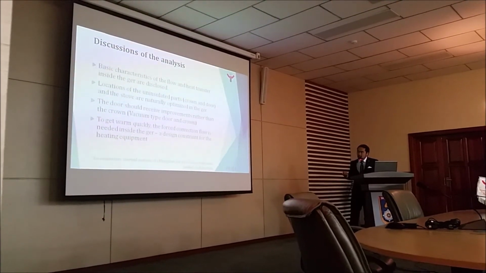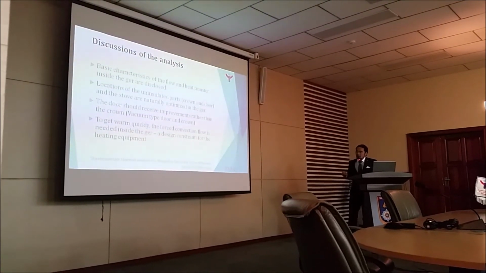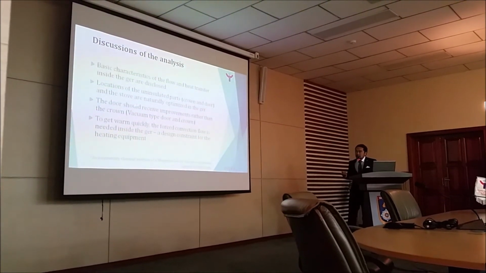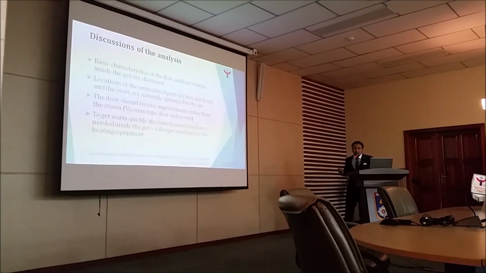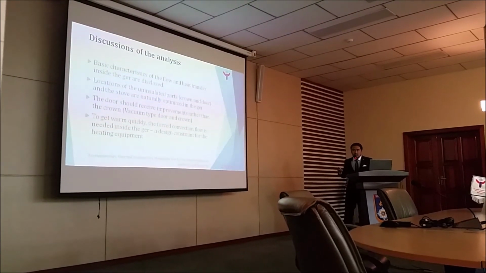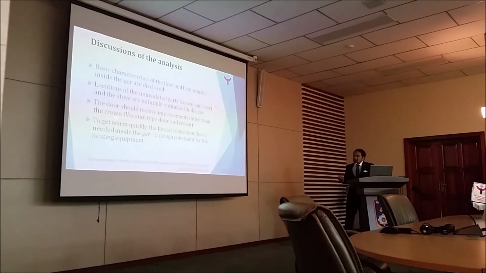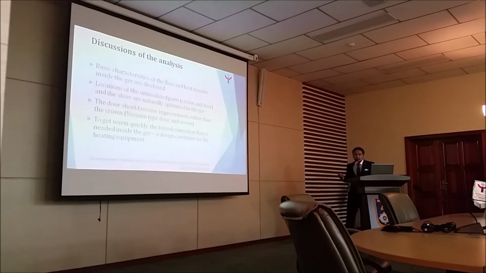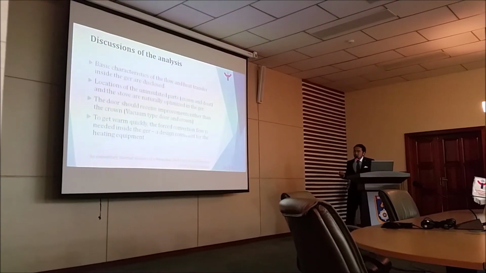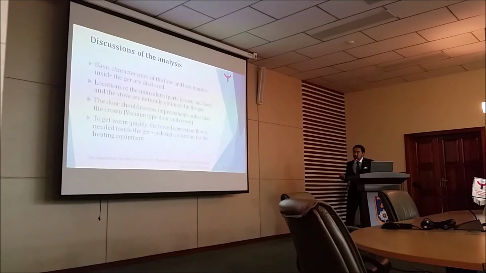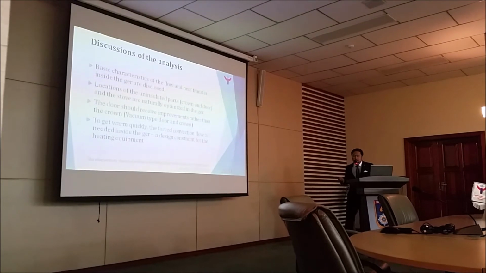We found that the door should receive some improvements rather than the crown, because the door loses more heat than the crown, even though the door and crown have about the same area of heat loss. And that's why this idea brings a vacuum-type door and crown. And then to get warm quickly, forced convection flow is needed inside the Ger. This is maybe a design constraint for new heating equipment.